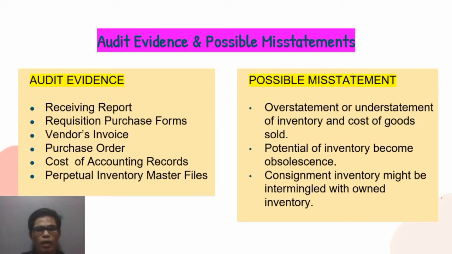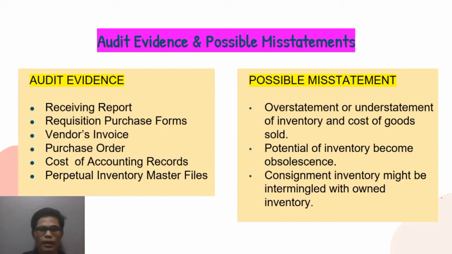The next slide is about audit evidence and possible misstatement for the existence assertion. For audit evidence, the auditor wants the audit evidence, which is comprised of, the first one is the receiving report, the second one is the purchase requisition form, the third one is the vendor invoice, the fourth is the purchase order and cost accounting record, and the last one is the perpetual inventory master file.